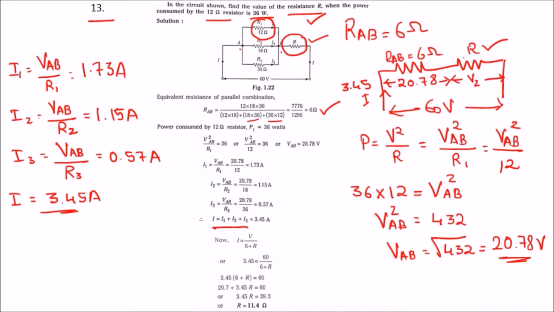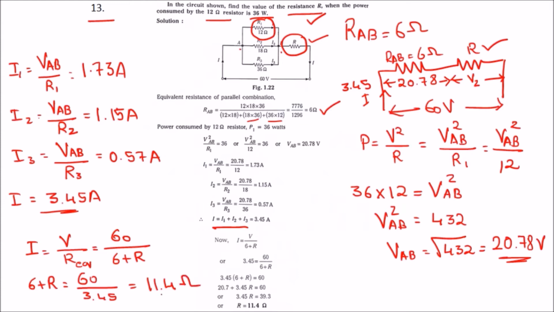So we have the formula I is equal to V by R. We know V is 60 and R is 6 plus R, R equivalent. So if we put 6 plus R and 60 by 3.45, by simplifying this we will get 11.4 ohms. This is a simplification. The final answer is 11.4 ohms.